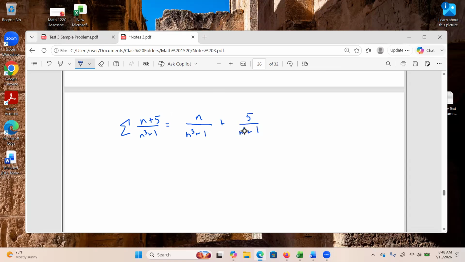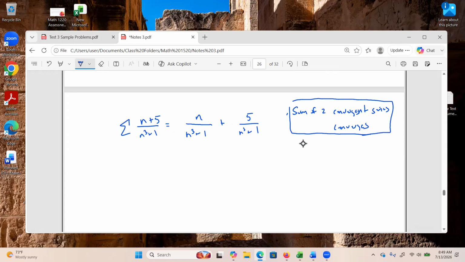Okay. So we can say that (n + 5) over (n cubed + 1) is equal to n over (n cubed + 1) plus 5 over (n cubed + 1). One thing I'm going to note is that if you have the sum of two convergent series, that also converges. So the sum of two convergent series converges. I'm sure there's a theorem in your book that goes through that, but we can pretty much note that this is the idea.